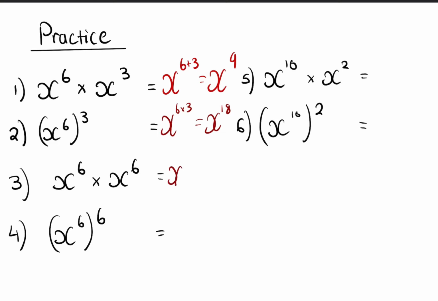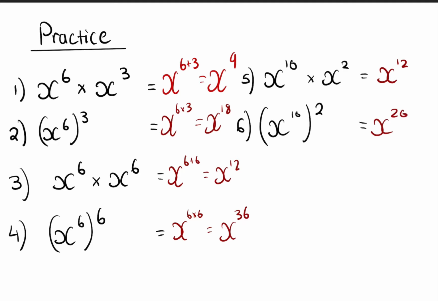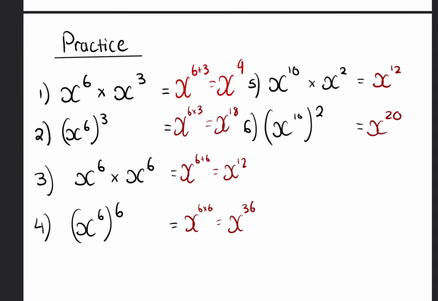Here we're adding them up. 6 plus 6 equals x to the 12. Question 4, we multiply them out. So it's going to be x, 6 times 6 is x to the power of 36. And here, add them up again. 10 plus 2 is 12. And here we multiply. 10 times 2 is 20. With that being neater. Okay.